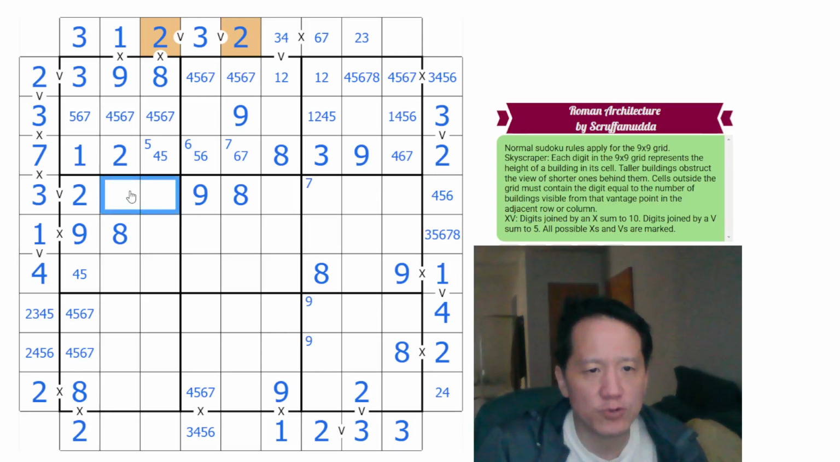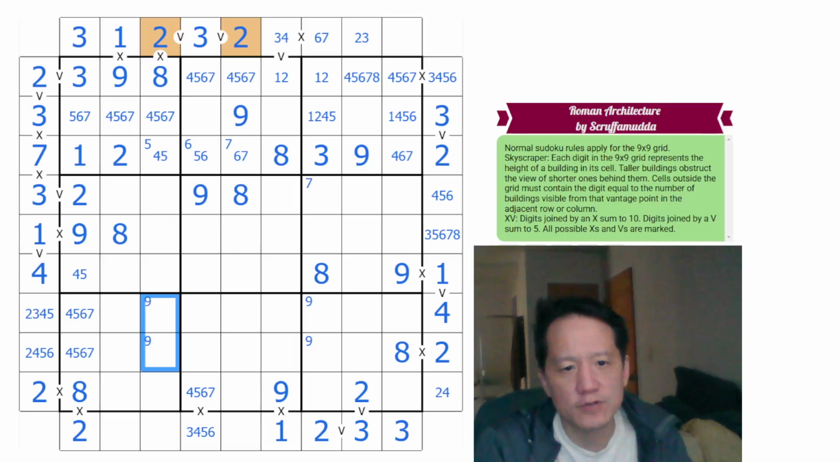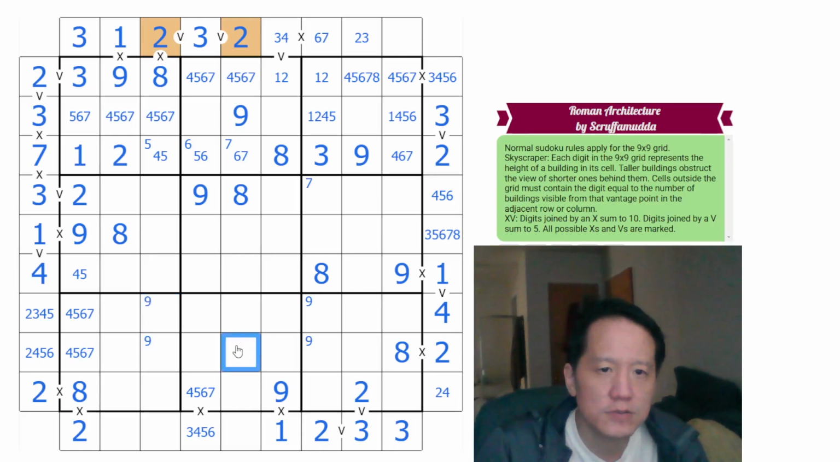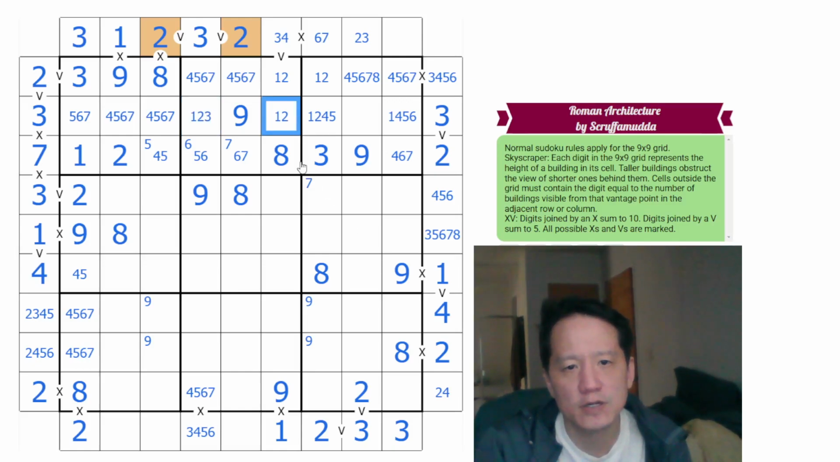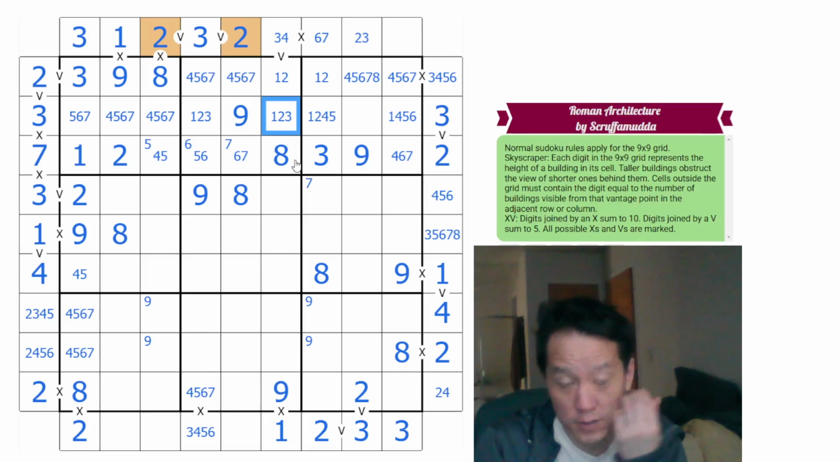This cannot see one of these, but we don't know which. So this is 8. This can't be 9, so 9 has to be one of these two. We have a 4, 5, 6, 7 quadruple in box 2. So that eliminates 4, 5, 6, and 7 from the rest of the box. This has to be 1, 2, or 3. This is 1, 2, or 3.